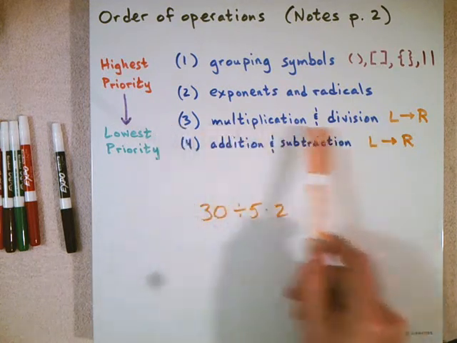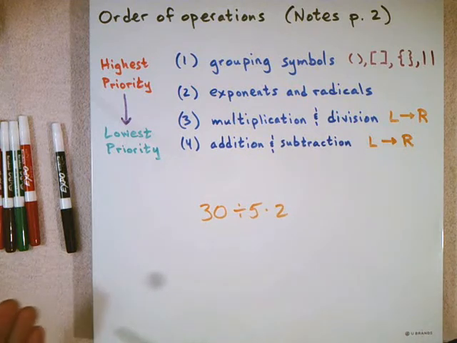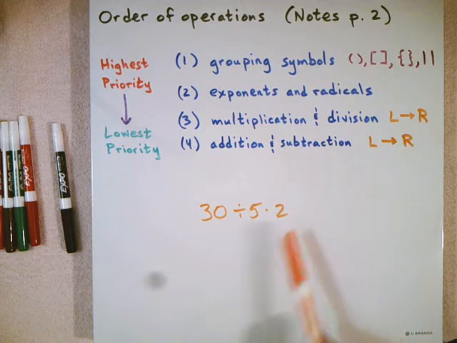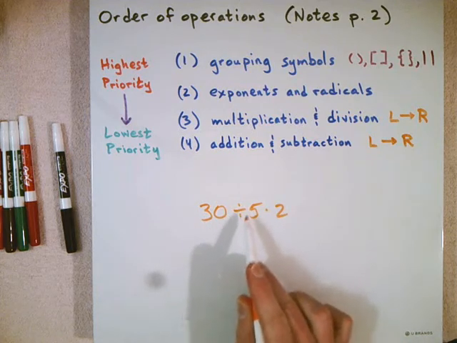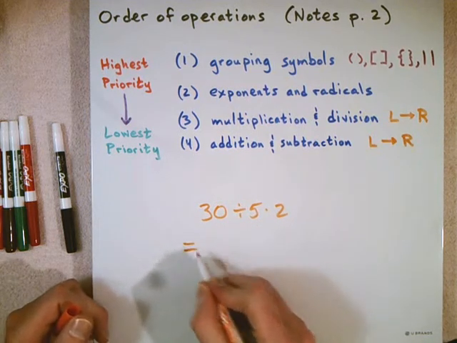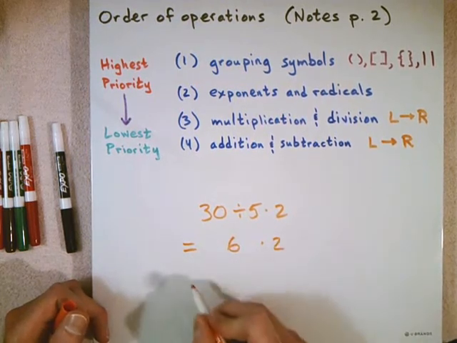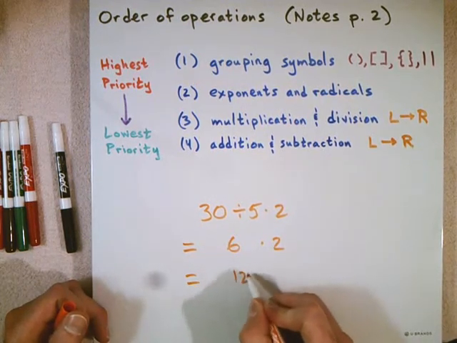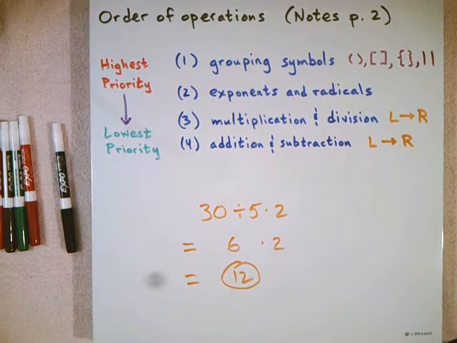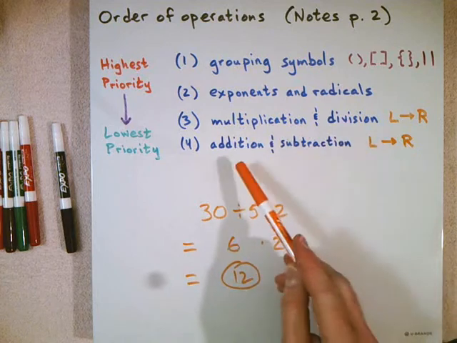So now, how do I distinguish which one goes first? That's where left to right kicks in. You just read the expression from left to right. Whichever operator you come to first, which is the division, you do that first. So 30 divided by 5 first to give you 6. Then do the multiplication. 6 times 2 is 12. And that would be how you do that. So make sure you follow the left to right protocol whenever dealing with multiplication, division, addition, and subtraction.